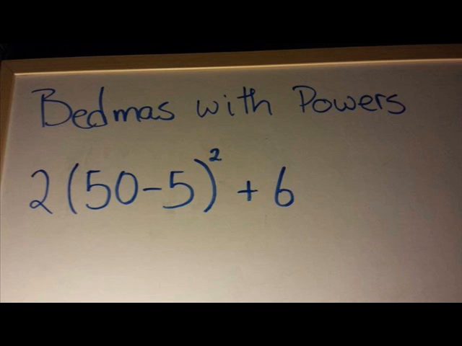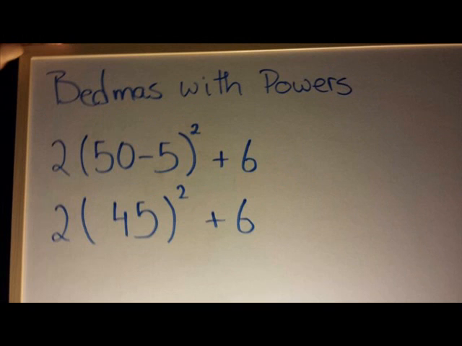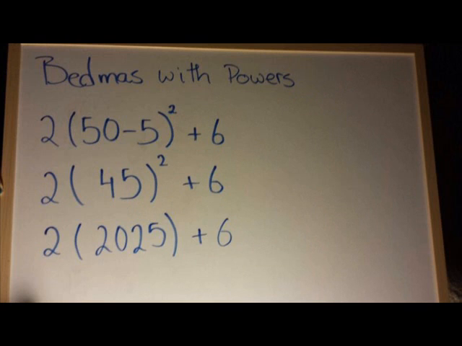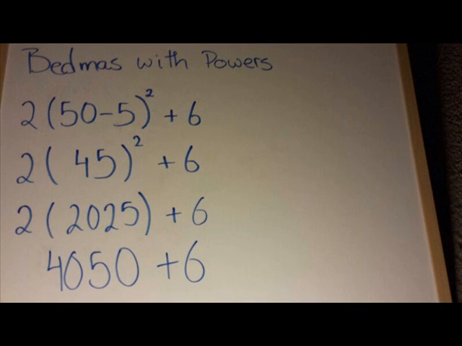2 multiplied by (50 minus 5) squared, plus 6. So it's 45, because you have to do the brackets first. So it's 2 times 45 squared plus 6. See? So 45 times 45 equals 2025. So it's 2 times 2025 plus 6. So 2 times 2025 equals 4050. So it's 4050 plus 6, like it says there.